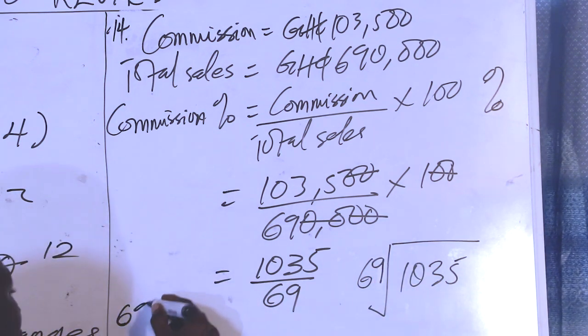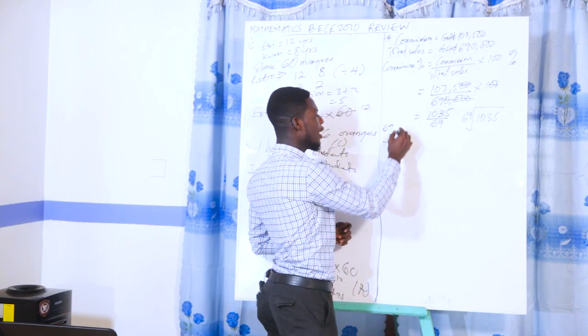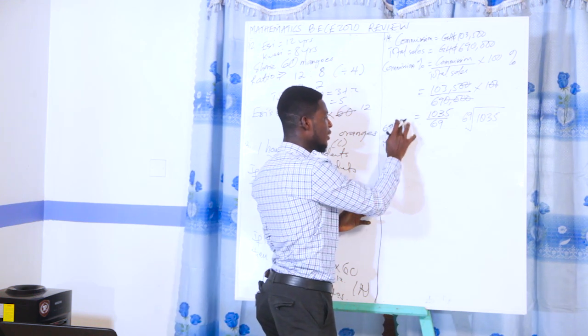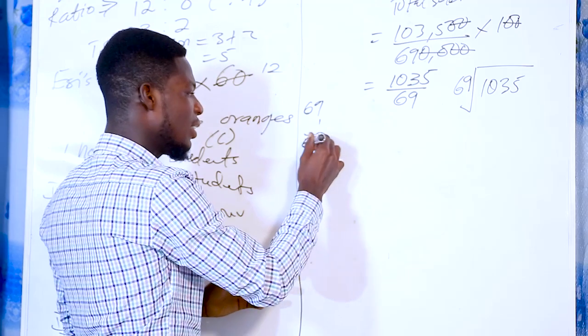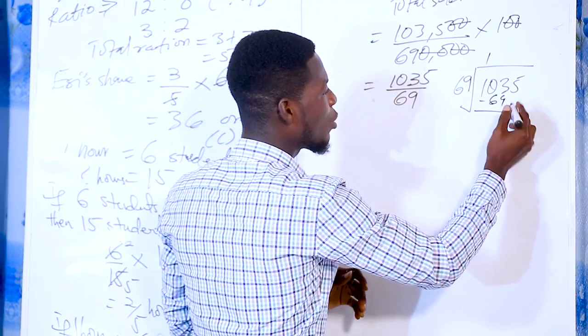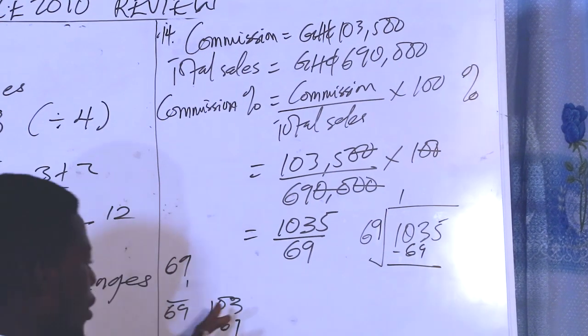Now, 69 times 2 is 138, which is more. So it means 69 will go once. 69 times 1 is 69. Then we subtract 103 minus 69.